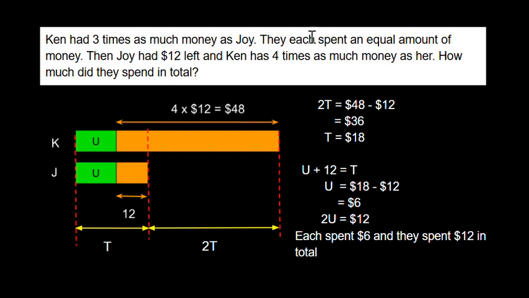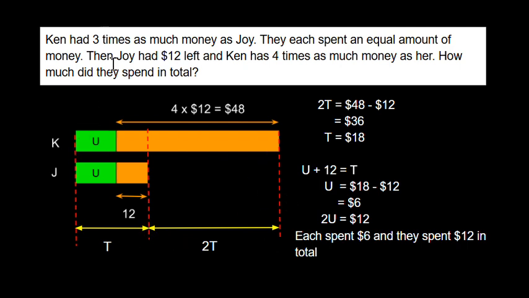Okay, both are spending exactly the same, so there is no difference. If now they say Ken spends more and Joy spends less, then there is a difference. But because they are spending an equal amount of money, the way to do it is exactly the same as if they are age. Okay, so Ken has 3 times as much money as Joy. So this is Ken. I draw a long bar. It's 3 times as much money as Joy. So if this is t, this has to be 3t, 3 times.